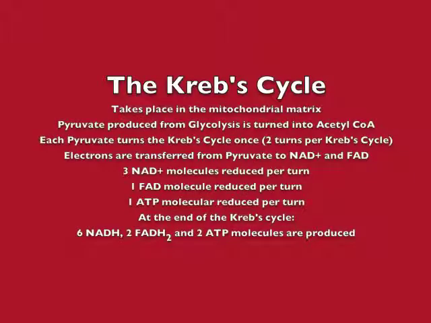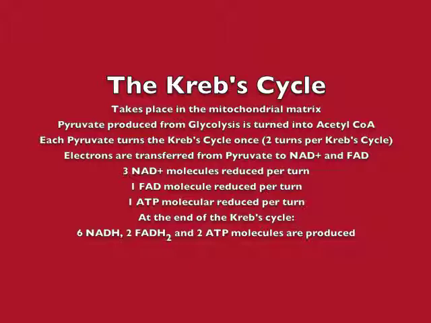After glycolysis, the Krebs cycle begins in the mitochondrial matrix. The 2 molecules of pyruvate from glycolysis are converted into acetyl-CoA, which means the Krebs cycle turns twice, because it turns once per molecule of glucose. Since each glucose is broken down into 2 molecules, it results in 2 turns. Simple math. Electrons from the pyruvate are transferred to the NAD and FADH.